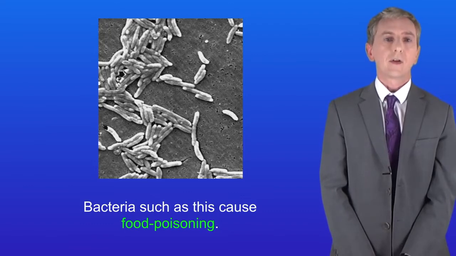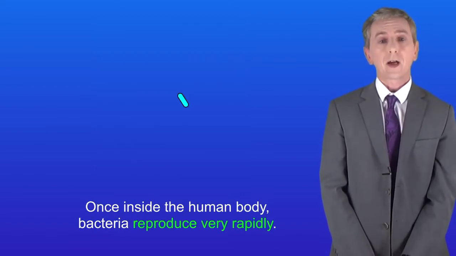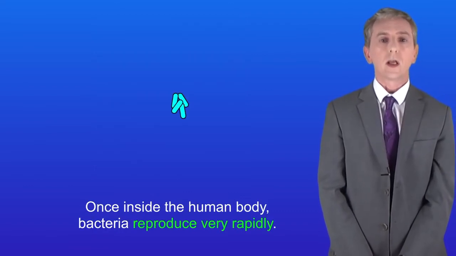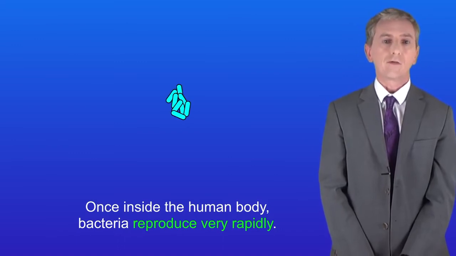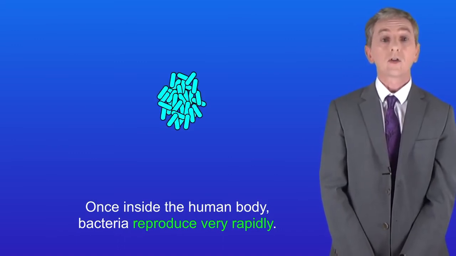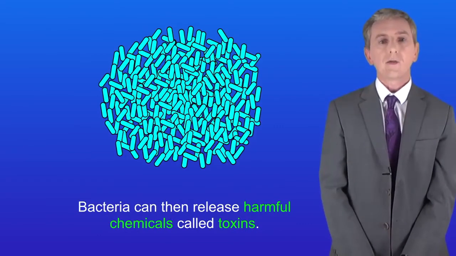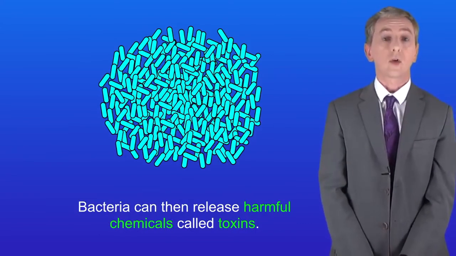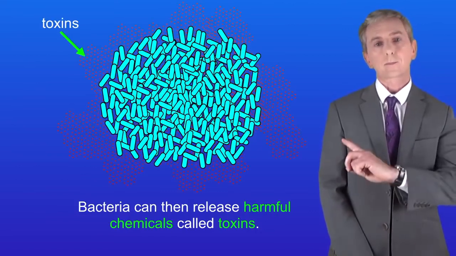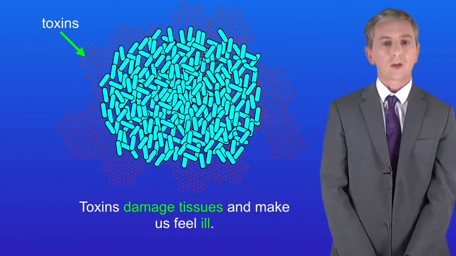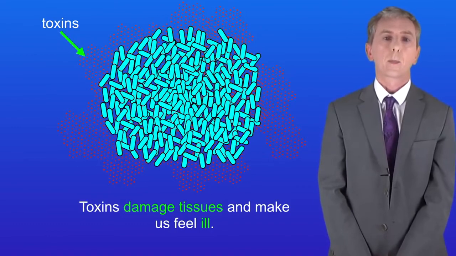So how do bacteria make us ill? Well, the key fact is that once inside the human body, bacteria reproduce very rapidly. Under ideal conditions, bacteria can divide every 20 minutes. Bacteria can then release harmful chemicals called toxins, like this. Toxins damage tissues and make us feel ill.